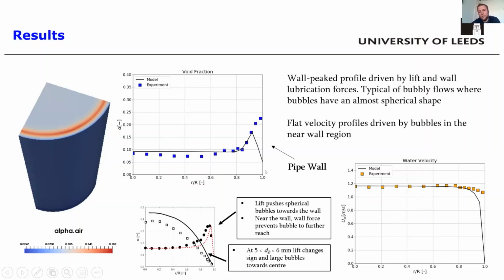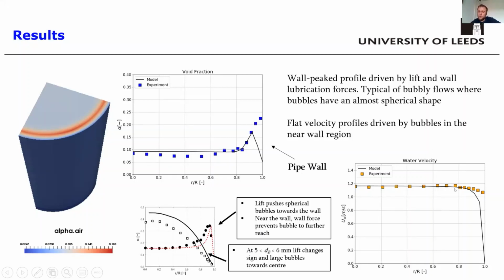That peak is not really evident in this experiment, but I've provided some more results here for another case. And that's the common feature of bubbly flows, that peak at the wall for bubbles that have a near spherical shape. For larger bubbles, as I mentioned, the lift changes sign, those bubbles are pushed to the center, and you end up with this void profile that peaks in the center of the pipe.